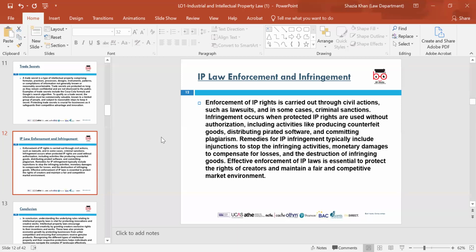Remedies for intellectual property infringement and committing plagiarism typically include injunctions to stop infringing activities, monetary damages, compensation, or the destruction of infringing goods. Effective enforcement of intellectual property is important. It's so important to protect your assets. For example, again, Coca-Cola needs to protect their ingredients and their rights, because these people have created this. It may be an invention, it may be the recipe, so it needs protecting.